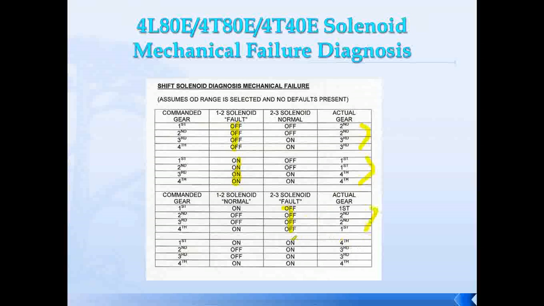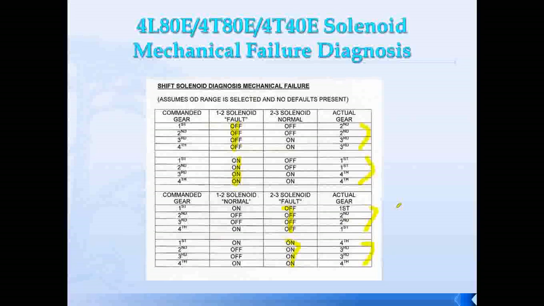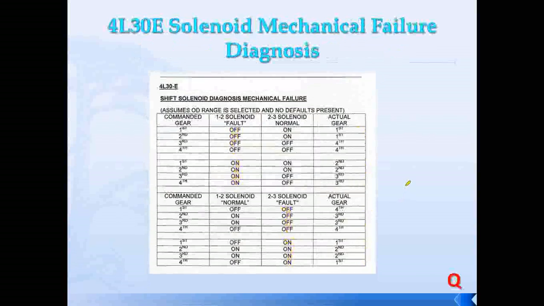If we stick the 2-3 solenoid in the on position, then you're going to be missing first and second gear in this instance. So again, same common denominator, we lose 2 gears. Which 2 gears is dependent upon which solenoid stuck and what position it's stuck in.